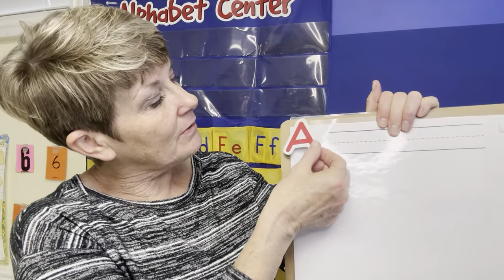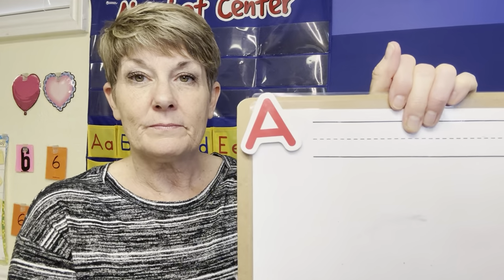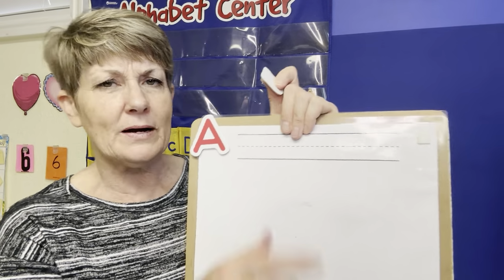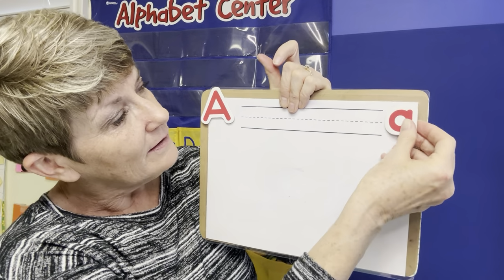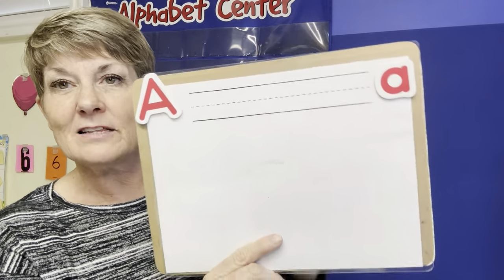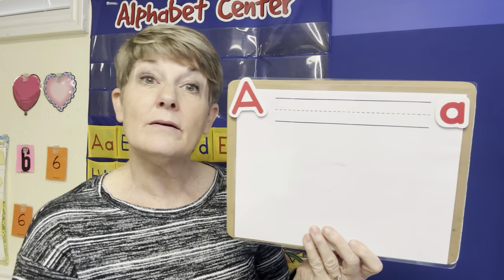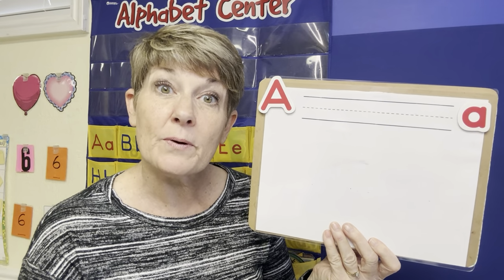And you know what? Let's put it on our writing road. Should we take letter A and put it right here on our writing road? And then let's look at lowercase a. Do you remember what lowercase a looks like? There's lowercase a, capital A and lowercase a. And you know what? We need to write some of those on our paper, don't we?